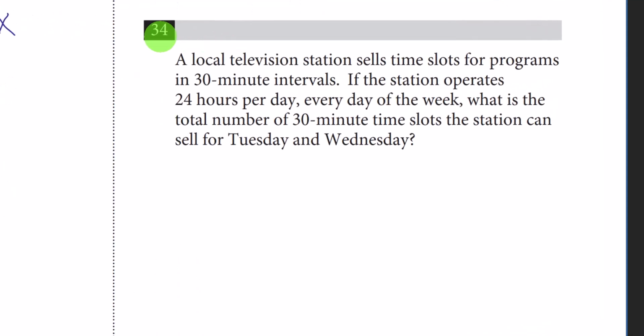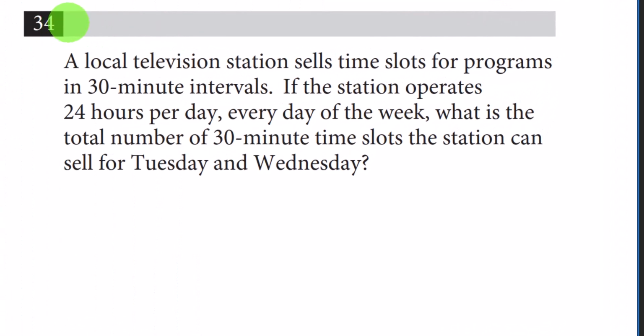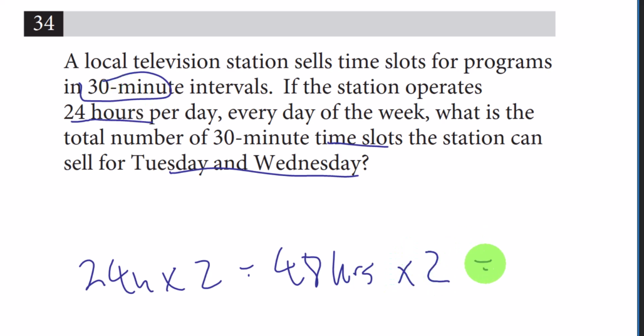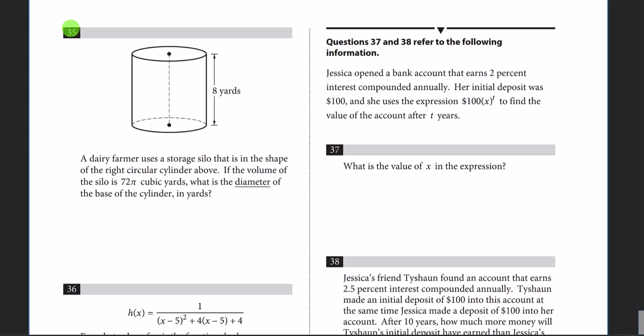34. This is not a particularly hard question, but a lot of people miss this. So we've got programs in 30-minute intervals. It operates 24 hours a day. How many time slots can they sell for Tuesday and Wednesday? So we're looking at 24 hours times 2. So we're looking at 48 hours total. And you're going to have 30-minute intervals. So every hour is going to have 2. So 48 times 2, that's going to get you 96 slots. That's the answer. Number 35.